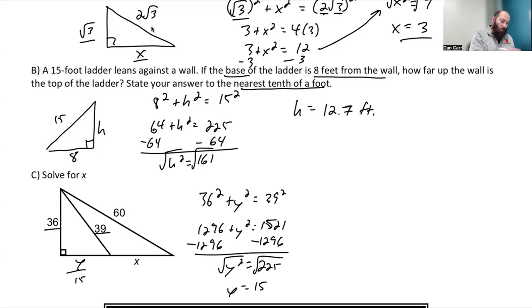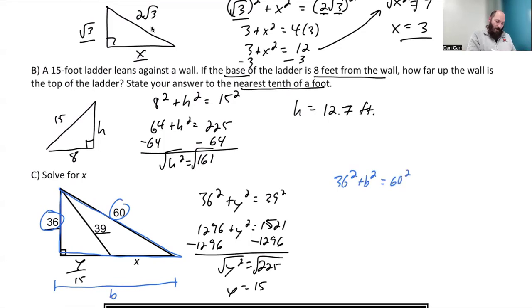The next thing I'm going to do, I'm going to do the big triangle like this. And that's made up of 36, 60, and this side here, which I'll just call B. So I'm going to do that as its own triangle, because I'm going to do 36 squared plus B squared is equal to 60 squared. Okay, so this is going to be 1296 plus B squared is equal to 60 squared, which is 3,600.